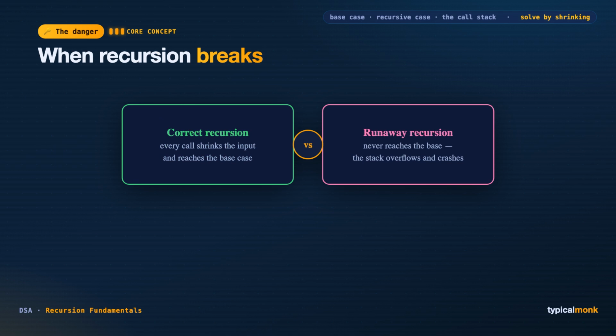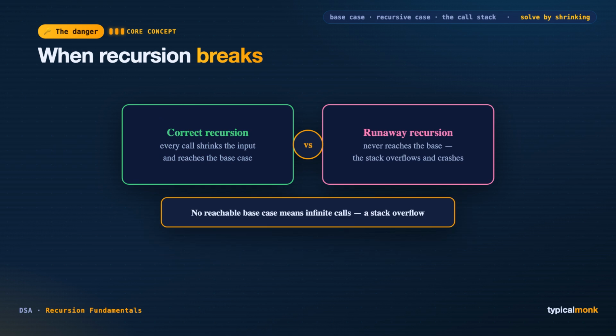Now, the stack just keeps growing. Call after call piles on, none of them ever returning, because none of them ever hits the stop sign. The computer's call stack is not infinite. It has a limited amount of space, so eventually it fills completely, and the program crashes with an error you will absolutely meet in your career, a stack overflow. When you see that error, this is almost always the cause: recursion that never reaches its base.